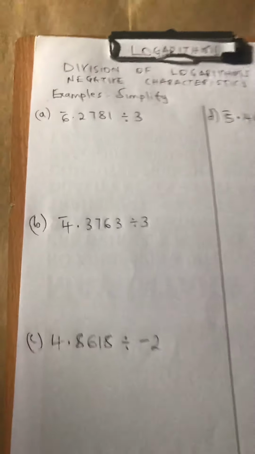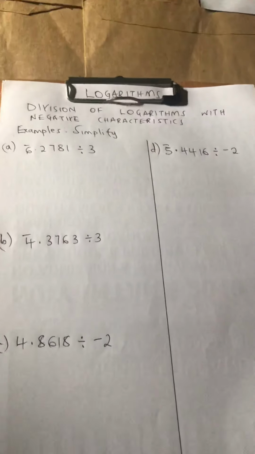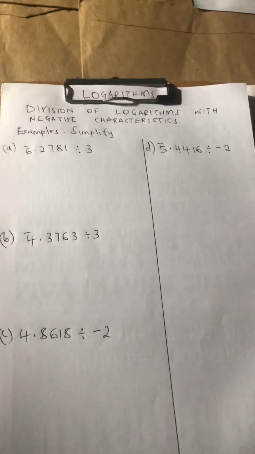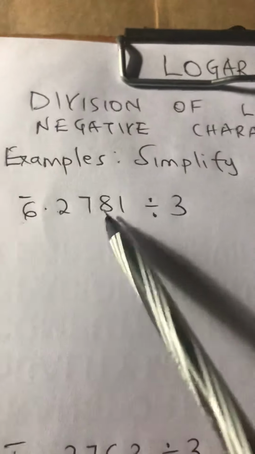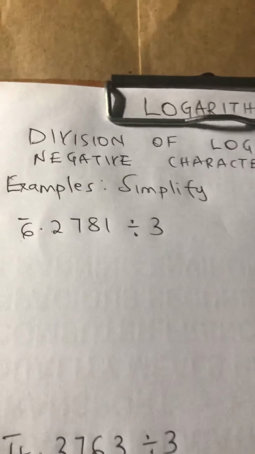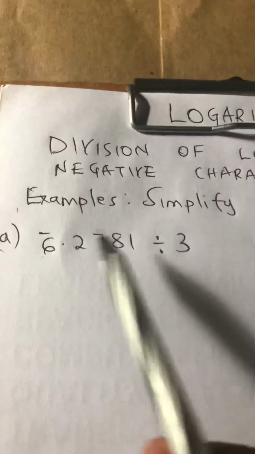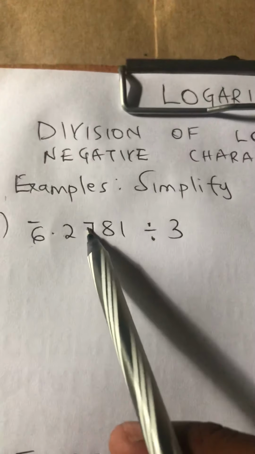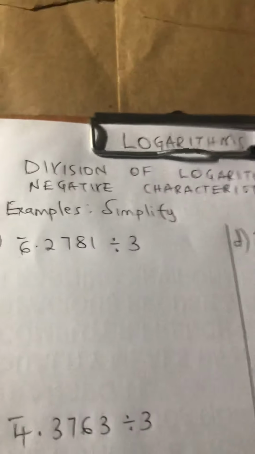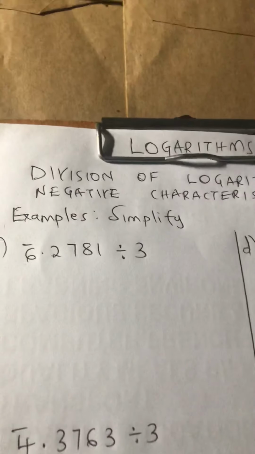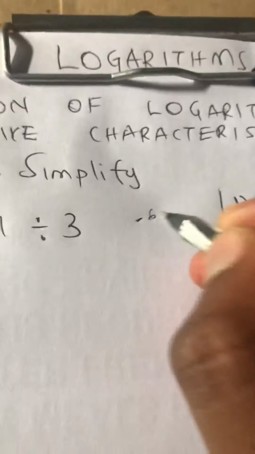Niendele kukukanya usitumie calculator while finding these operations, because the calculator has no way of writing bar 6.2781. Remember, we are still looking at negative characteristics, which is to say that bar 6.2781 is not the same as negative 6.2781, as nimekuwa nikisema previously. Yani bar 6.2781 is not the same as saying negative 6.2781.